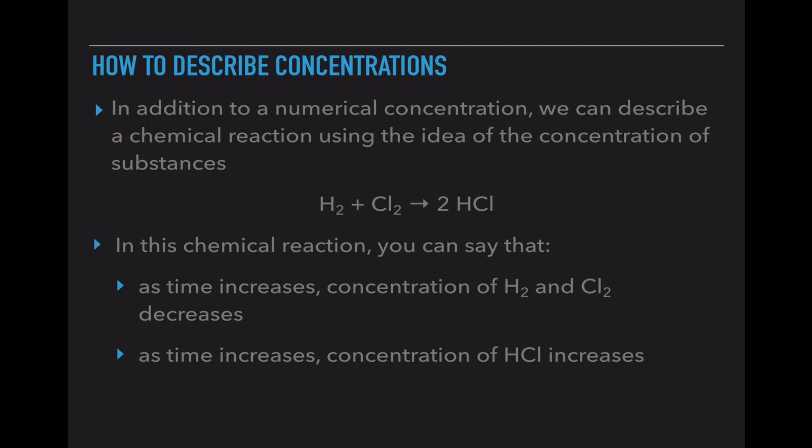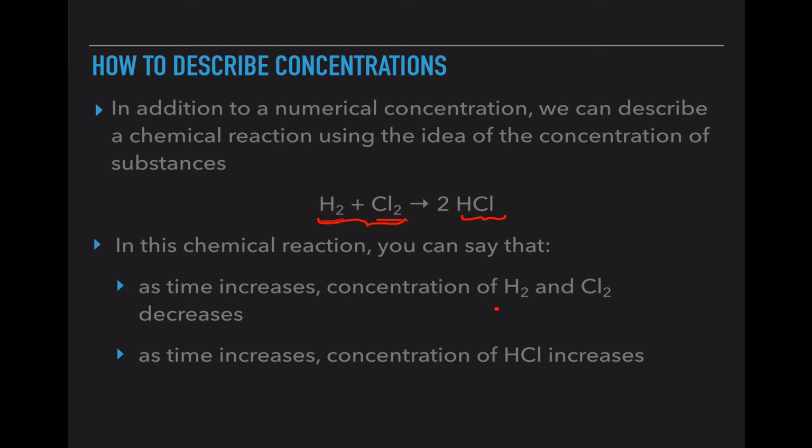And there are a couple ways that we can describe concentrations. In addition to the numerical value, the molarity or molality, we can describe a chemical reaction using the idea of the concentration of each of the substances. So for this chemical reaction, we have hydrogen and chlorine going into the reaction, and we're creating hydrochloric acid. We can say that as time increases, the concentration of H2 and Cl2 decreases because it's creating something new, and as time increases, the concentration of HCl increases.